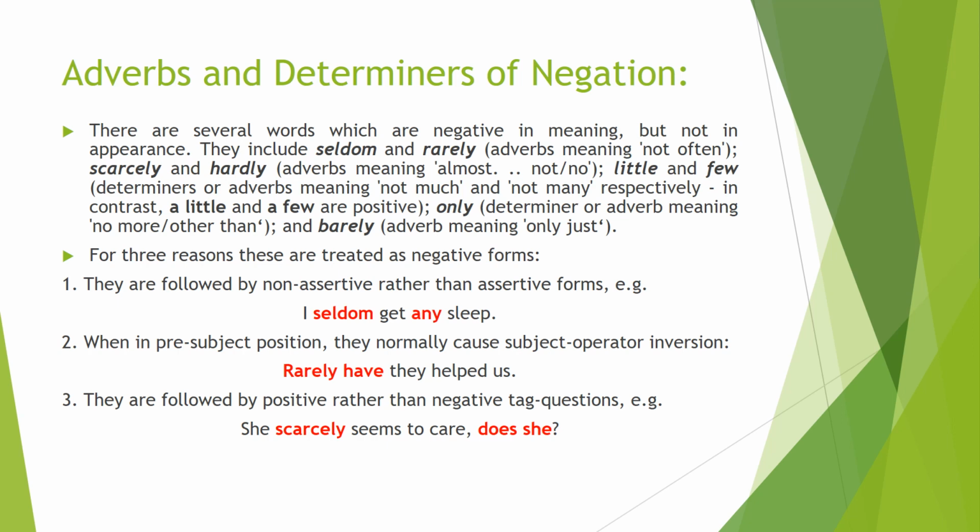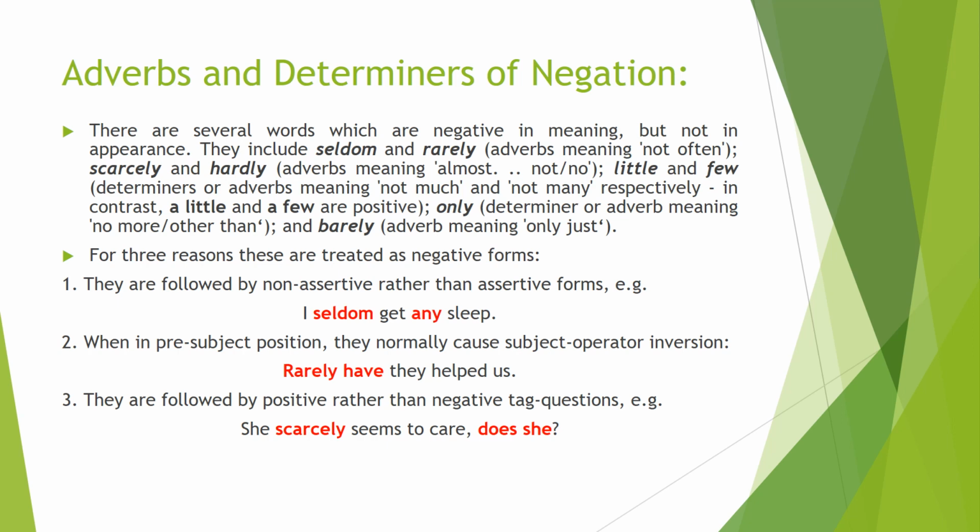Is it clear? For example, seldom and rarely. These two words are adverbs and they mean not often. Scarcely and hardly, again, are adverbs. They mean almost not or almost no. Little and few are determiners or adverbs meaning not much. Little means not much and few means not many.